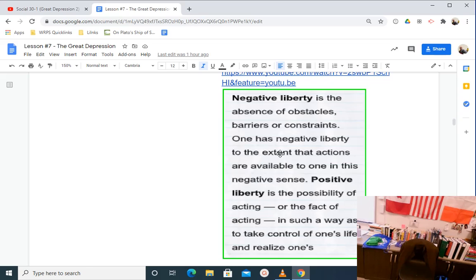Positive liberty is the possibility of acting, or the fact of acting, in such a way as to take control of one's life. So the textbook in chapter 8 does a much better job than that quote does in describing the difference between freedom from and freedom through, and negative and positive freedom. And the idea of negative and positive freedom does come up on the multiple choice.